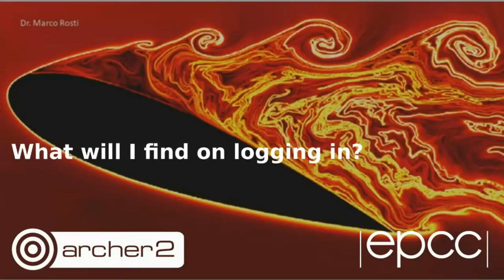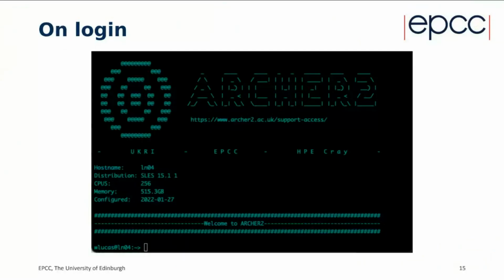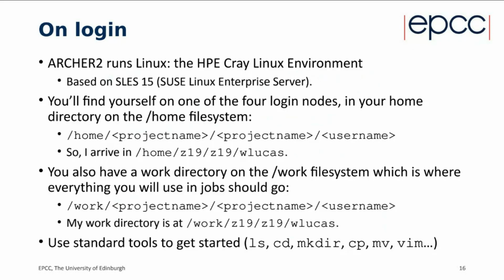Okay, so let's go through to what you'll find on arrival, if you like. What will you find on logging in? You'll get a nice screen like this is the answer. You'll get some nice art to say, yep, you're here on ARCHER2. You'll be told something of interest here, hostname LN04, and you'll see that as well in the prompt at the bottom. That's my username there, wlucas at LN04. That means that we're on login node 04. Remember, when you log in, this is where you'll land on login node 01, 02, 03, or 04. And that's it, you can get to work.